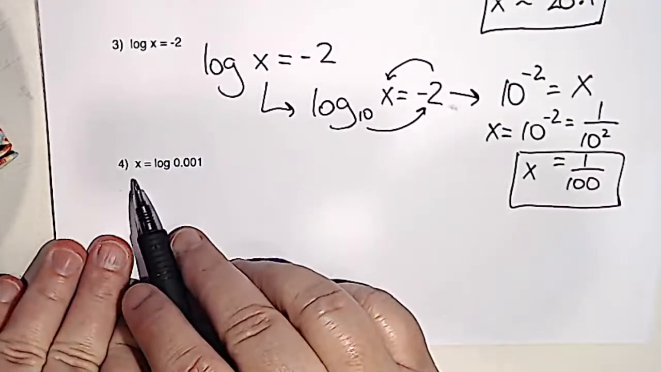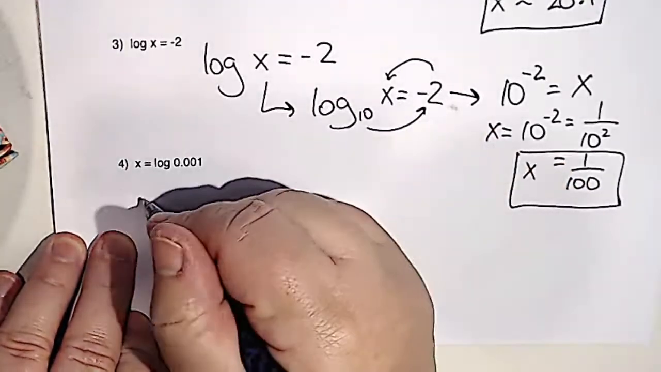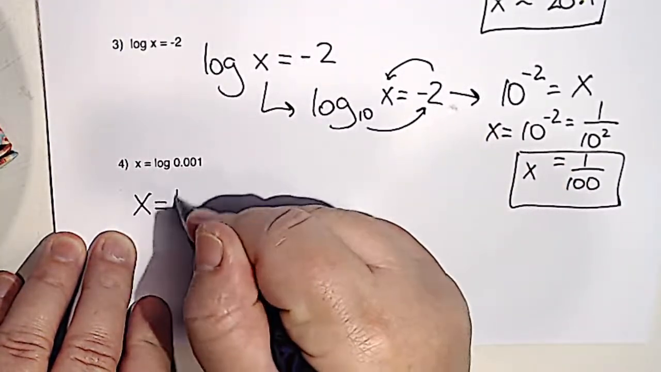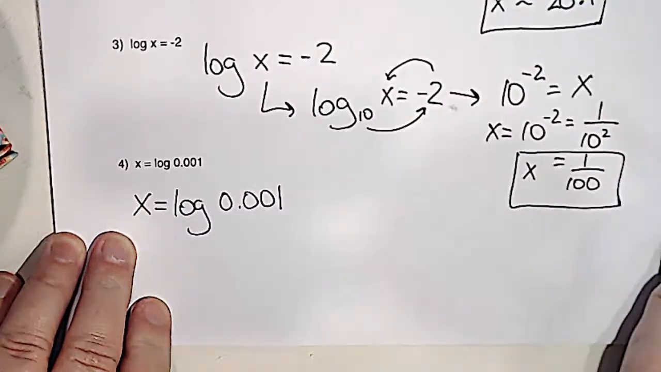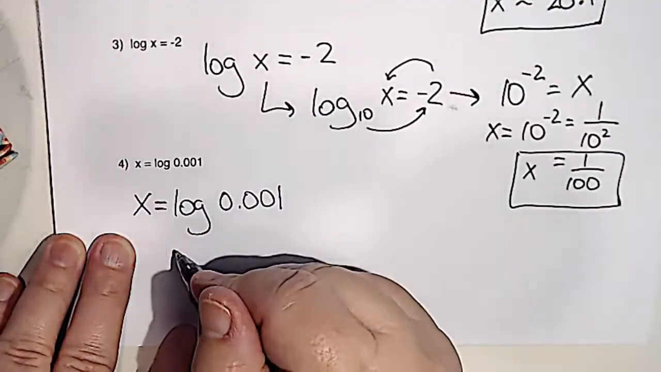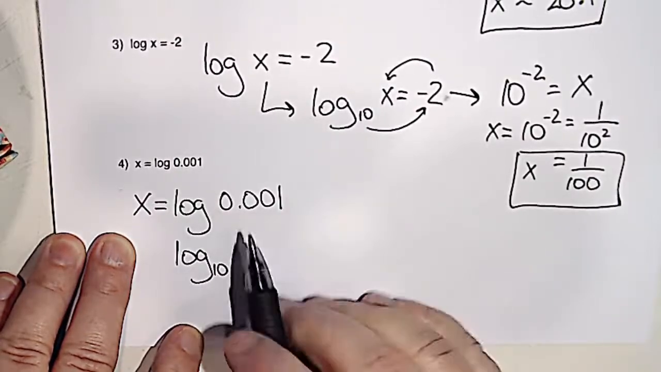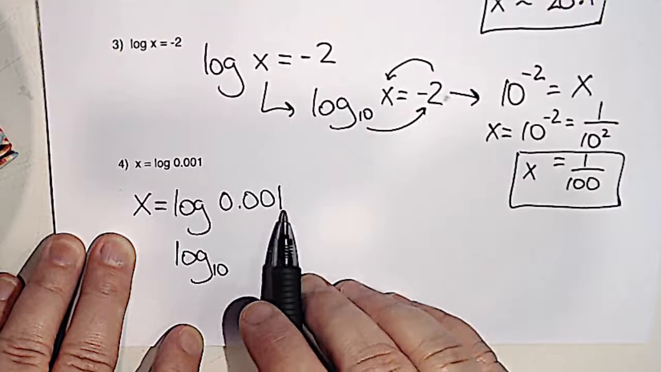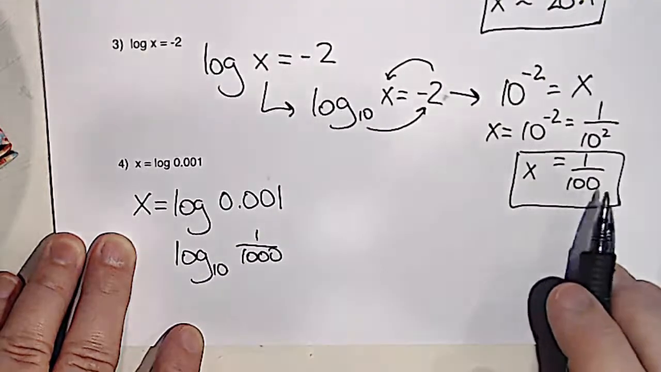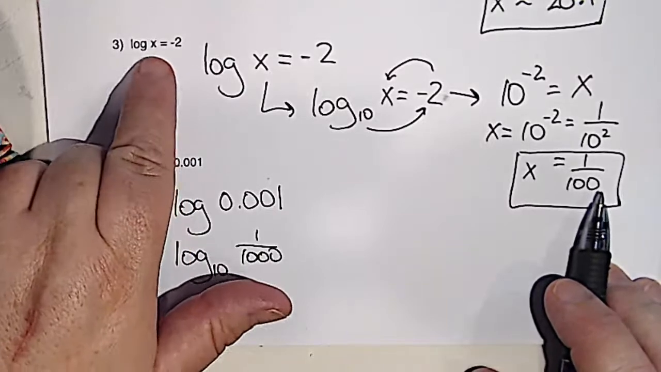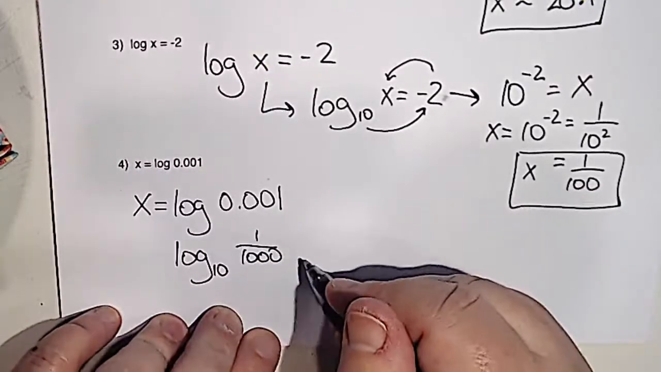Now this one I wrote backwards. I'm not sure why I wrote it backwards that way, but let's go with it. X equals log of 0.001. So this is log base 10 of 1/10, 100th, 1,000th. So this is 1 over 1,000. So we're working this one. Log of 1 over 100 was what? -2.